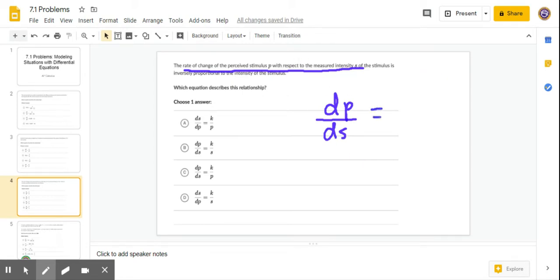All right, is inversely proportional to. Inversely proportional to means k over something, to the intensity of the stimulus. So intensity is S. So just read very carefully there. So it's dP/dS, so it's not that, equals k over S. That leaves us with B.